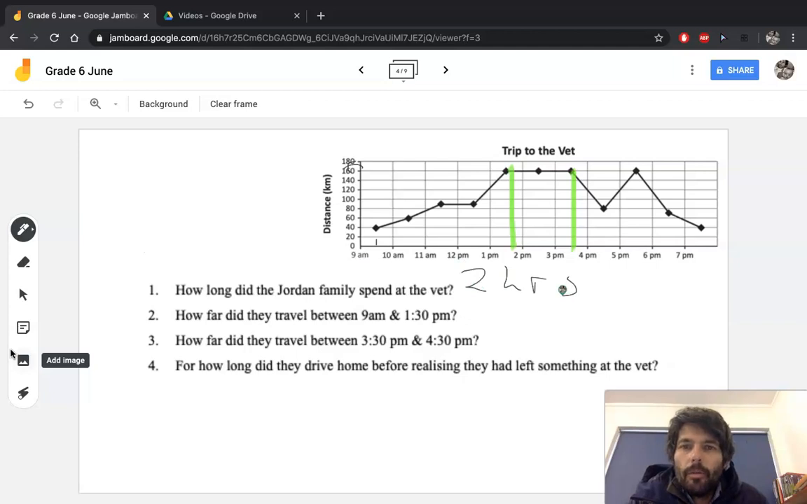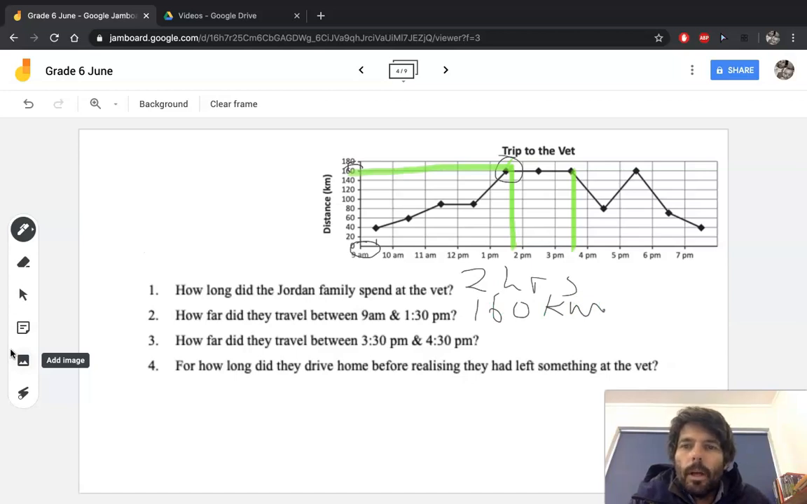How far did they travel between 9 a.m. and 1:30 p.m.? So you have to look that at 9 a.m. is going to be 0, and at 1:30 p.m., which is over here, is going to be in line with 160, and we can just extrapolate that by drawing a line across to the vertical axis. So therefore they traveled 160 kilometers.